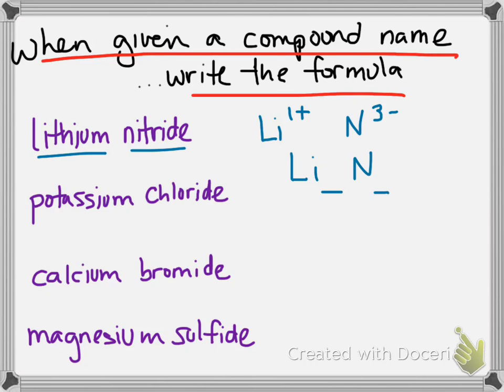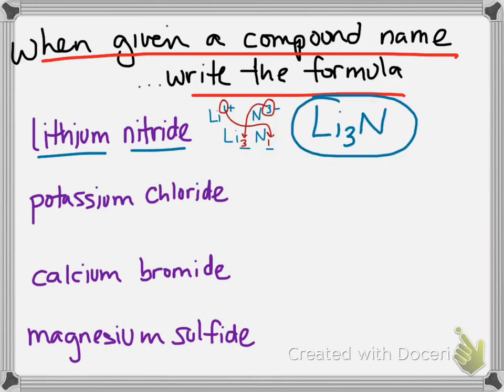I'm going to leave a space because I am going to take the magnitude of the charge and write it down here as a subscript for each of these ions. That gives me Li3N1. But the nice part is, when we have a 1 in a subscript, we don't need to write it. So we're just going to write Li3N. And what that tells us is that for every nitride ion, we're going to have 3 lithium ions to balance out the charge. Okay, let's take on potassium chloride.